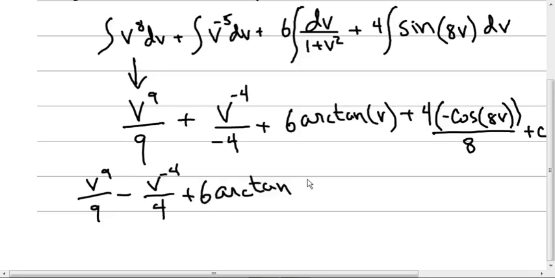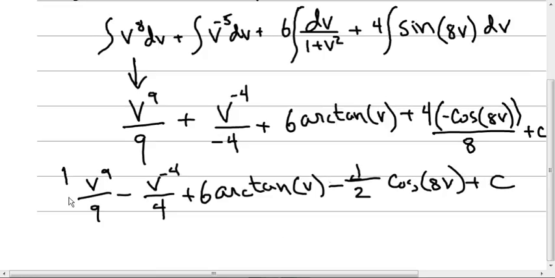arctan v plus, whoops, not right, that minus cosine we could bring out, minus, no, this is going to just be 1/2, because that will resolve, cosine 8v plus c. And there is our answer.